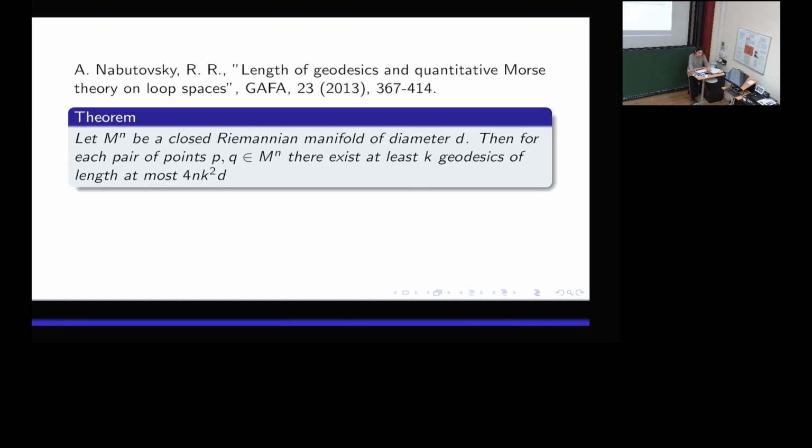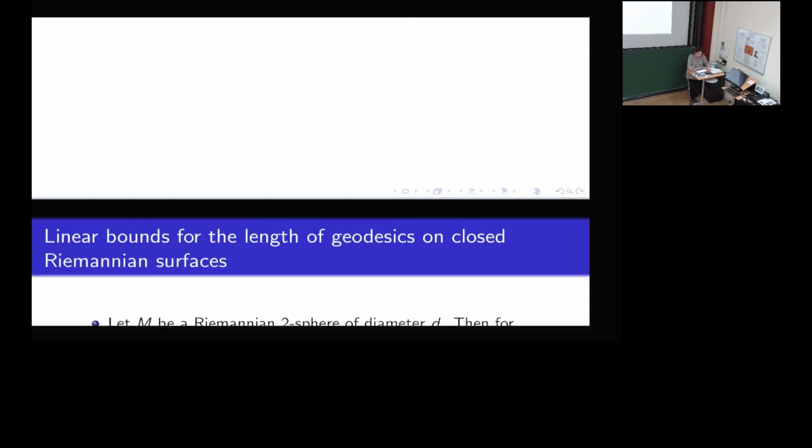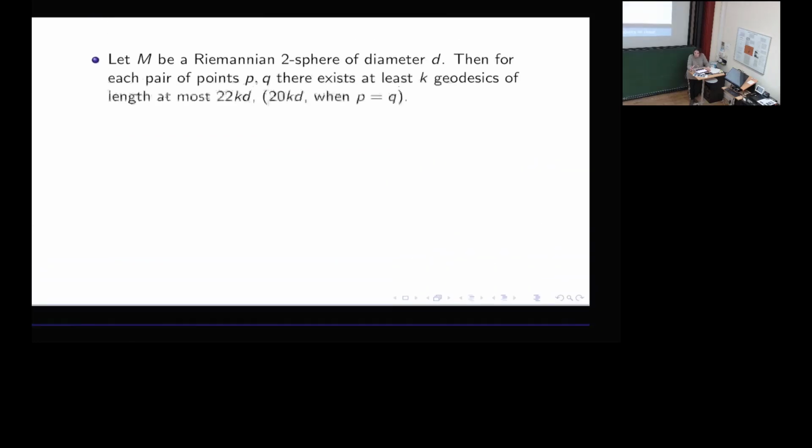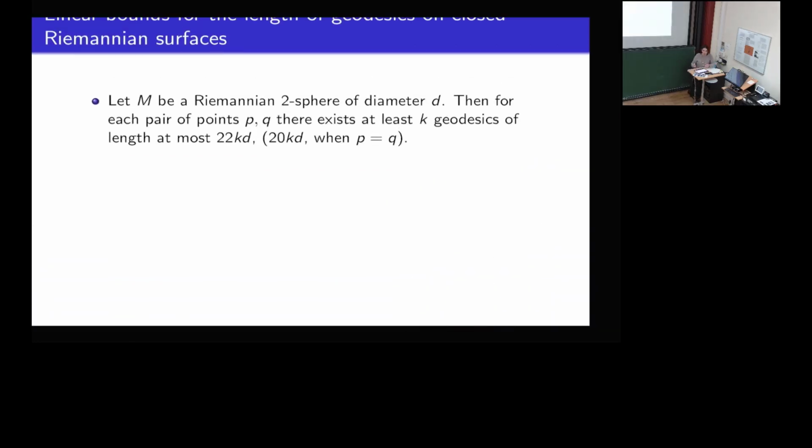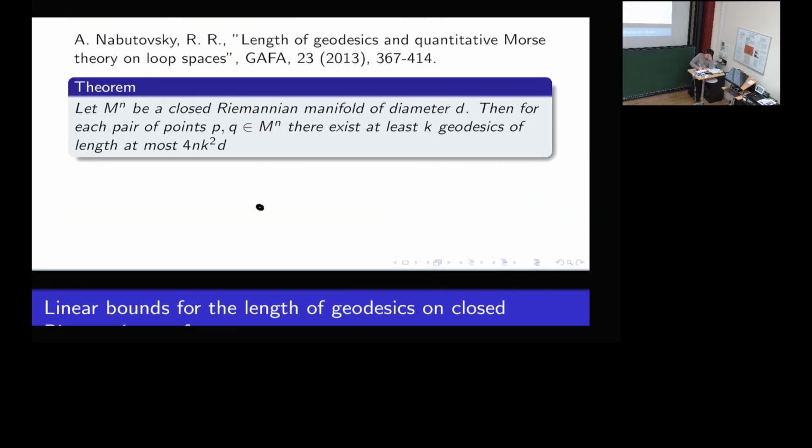So we came up with this bound that there always exist k geodesics of length at most 4k squared d. We are a little bit unhappy that this is quadratic in k. We hope that the function would be linear in k, although we don't know whether it's true or not in general. But if we have a sphere, what was k in this case? k is the number of geodesics we want to get. So let's say we have, okay. That's right.